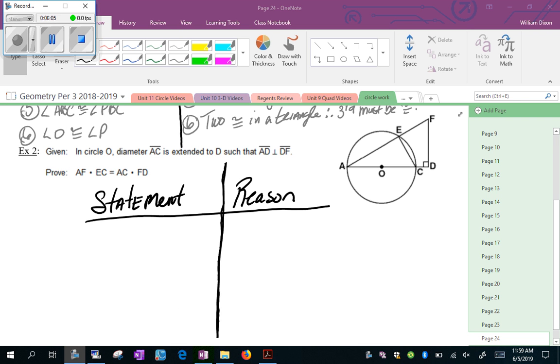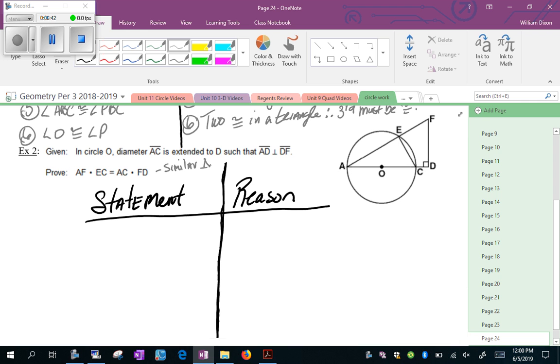All right, it says in circle O, diameter AC is extended to D. All right, that's cool. Such that AD is perpendicular to DF. All right, it's already given us our right angle. It says prove that AF times EC equals AC times FD. Okay, so if I'm thinking thoughts again, I have to be thinking similar triangles, because that's going to put them in proportion.